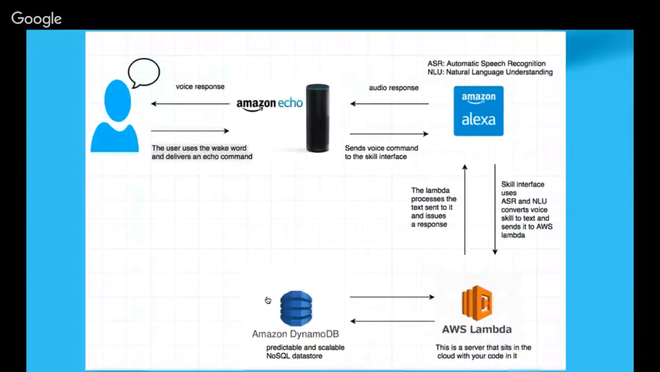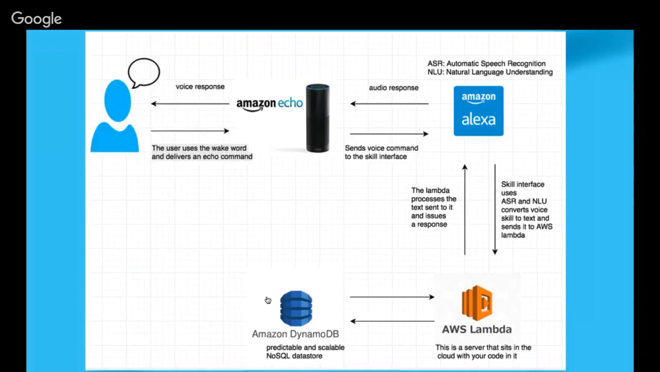So behind the scenes, this is what is happening. When we use the wake word, that is Alexa, and we give a voice command, Amazon Echo sends the command to the Alexa Skills Kit. The Alexa Skills Kit uses automatic speech recognition and natural language understanding, and it changes your voice command to text and sends it to Lambda. That's where my code is sitting.